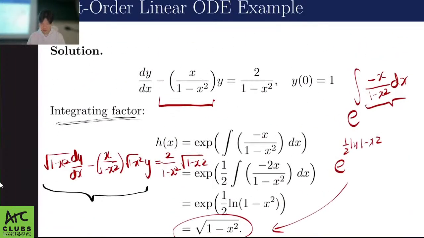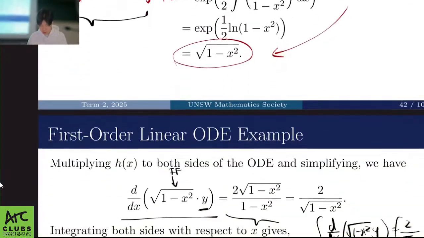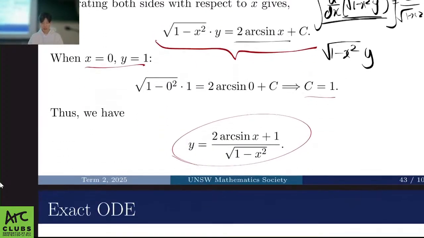So this is how first order linear works. All in all, you just get the function next to the y, you raise it to the e power, you integrate it, multiply both sides, and then you can product rule the left hand side, and then integrate both sides like normal.